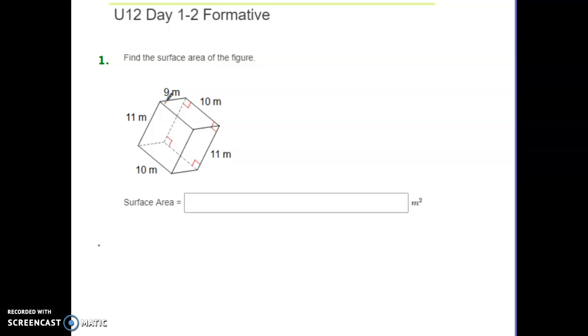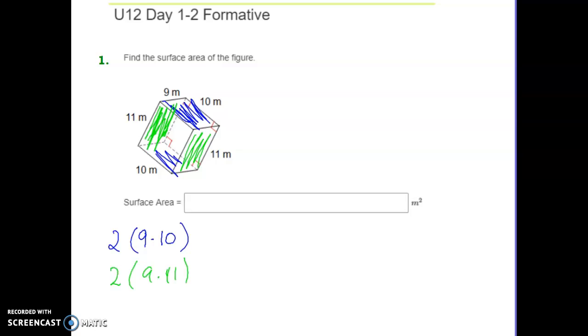So for example, this top right there, that's 9. The area of that rectangle is 9 times 10, and there are 2 of them because there's also a bottom. Okay, and then in a different color, let's see, 9 times 11. This side here, and there's 2 of those. You see? 9 times 11, and there's 2 of them.